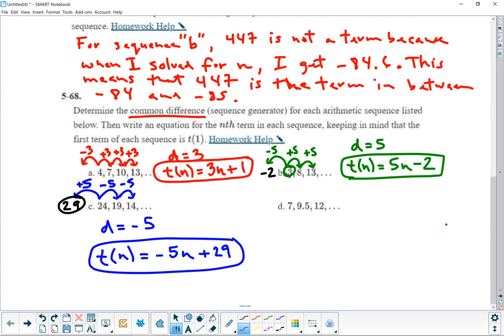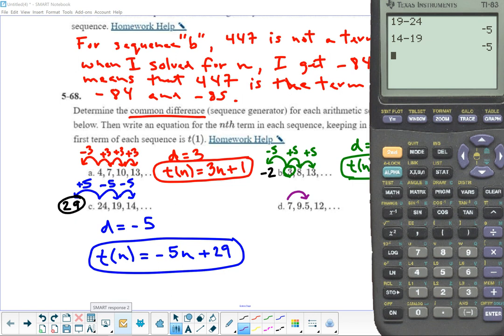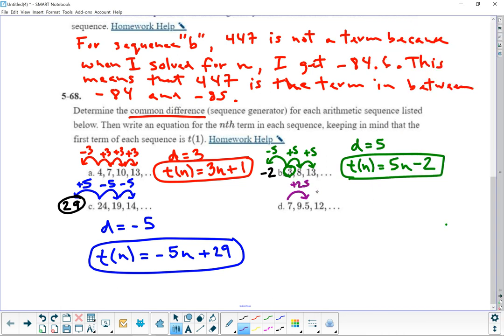Okay, last one. I'll do this in purple. So from 7 to 9.5, again, use a calculator. Most of you guys can probably do this in your head, but I'm not too good. So I'm going to go 9.5, take away 7, get you 2.5. And I'm going to double check. So I'm going to use the next number, 12. I'm going to take away 9.5, and it looks like it's the same thing, 2.5. So it looks like I'm doing positive 2.5 every time.